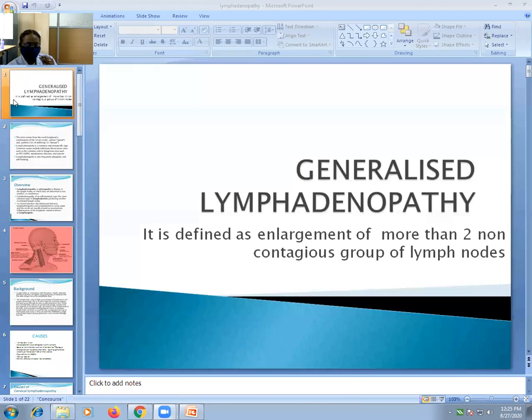So lymphadenopathy can be localized and can be generalized. Localized means a single group of lymph nodes is enlarged. And generalized lymphadenopathy is defined as enlargement of more than two non-contiguous groups of lymph nodes. Then it is called generalized lymphadenopathy.